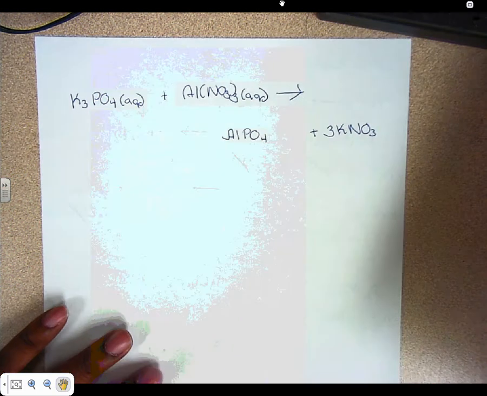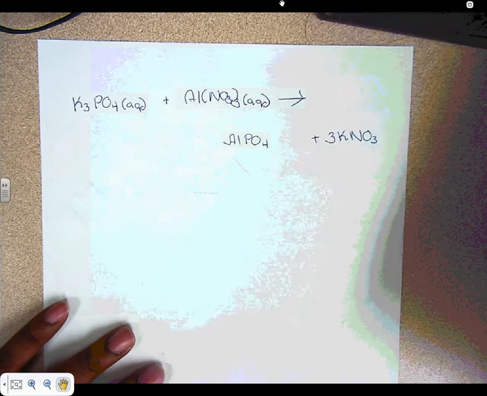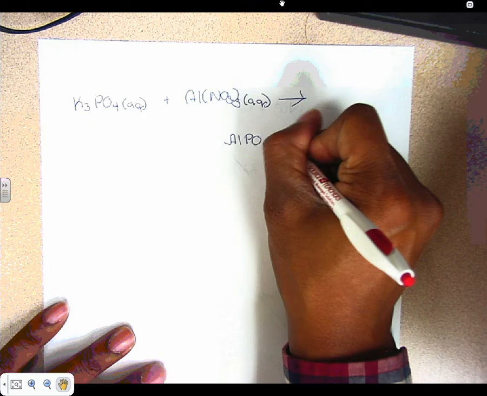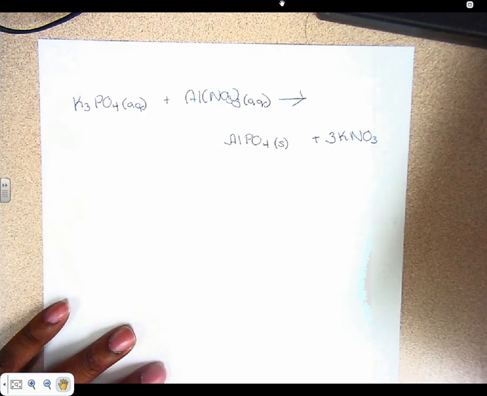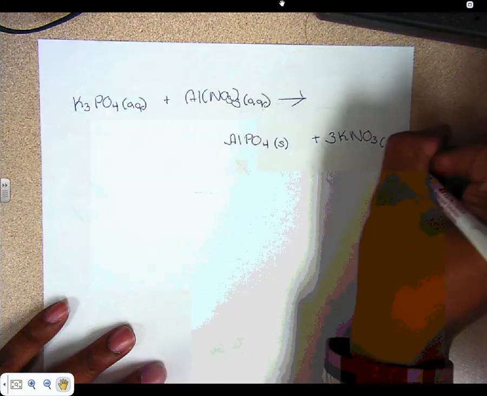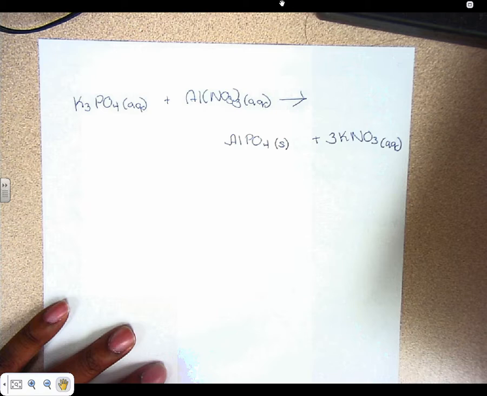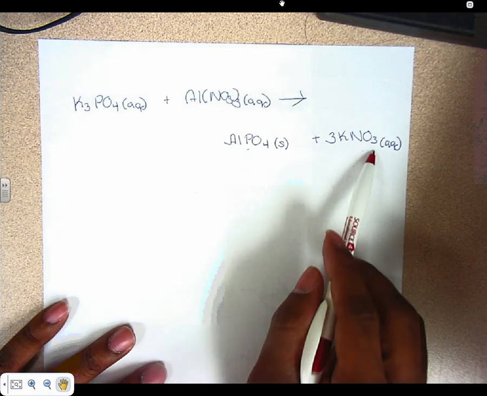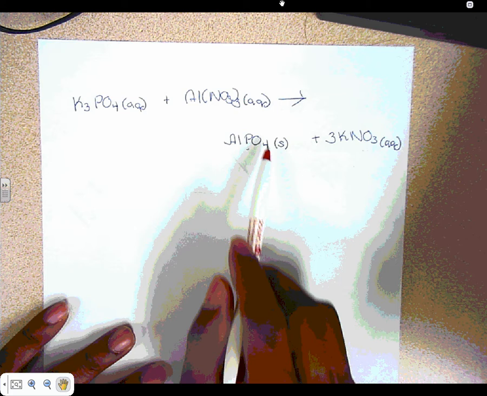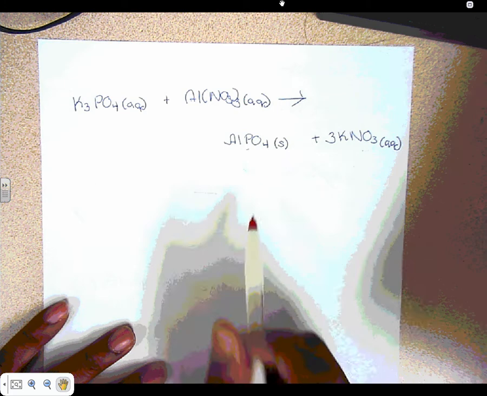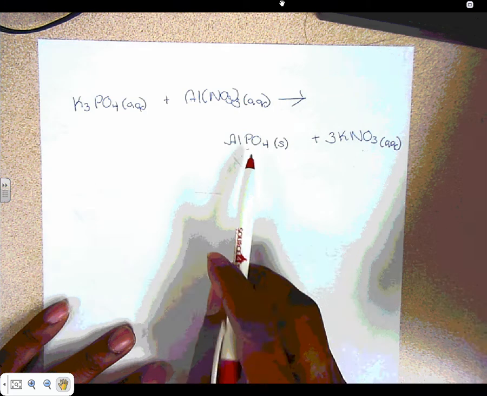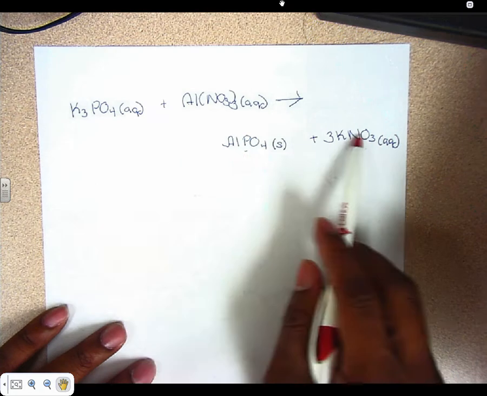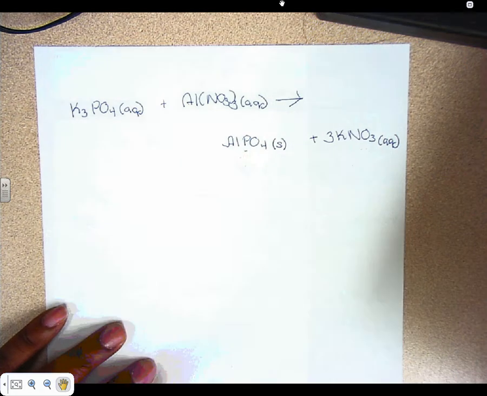Now, what I like to do now is focus on the products and their solubility. For me, aluminum phosphate remains a solid. Potassium nitrate forms aqueous. Now, interestingly enough, even though I wrote it this way, sometimes your solid can be on this side. It doesn't matter. It just really depends on what's soluble and what's not. So when I begin to write my complete ionic equation, I'm going to write it with everything being ionic except this solid precipitate that is formed.